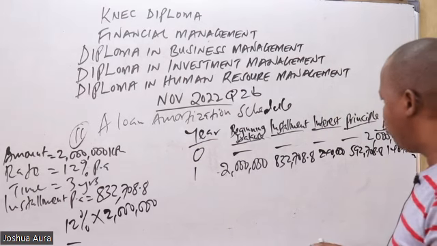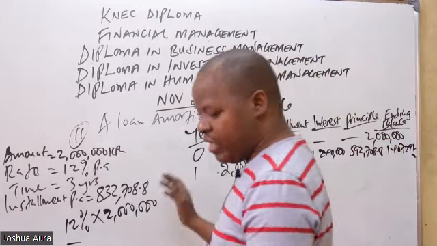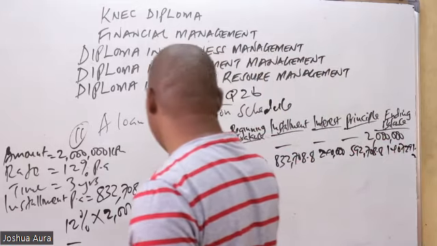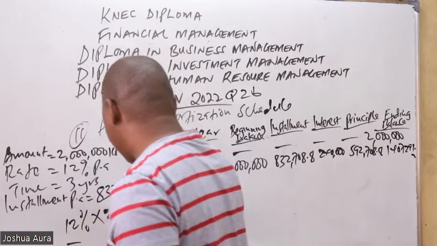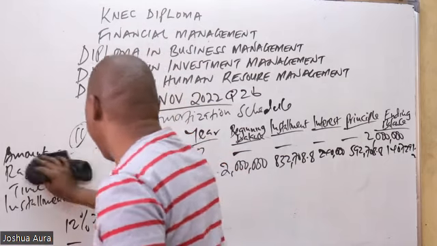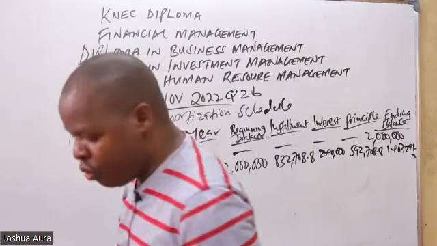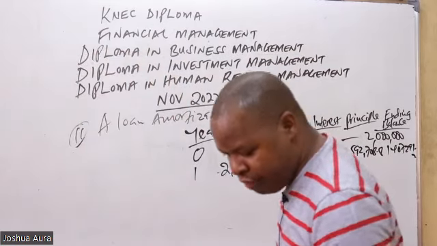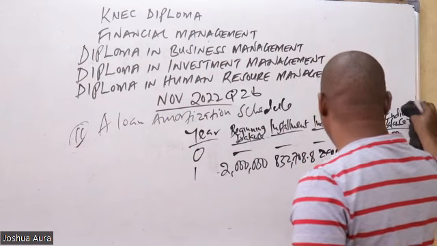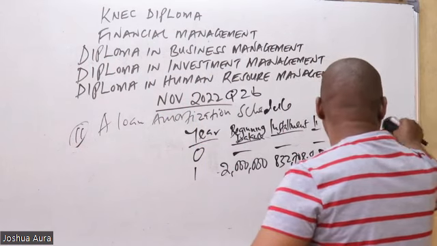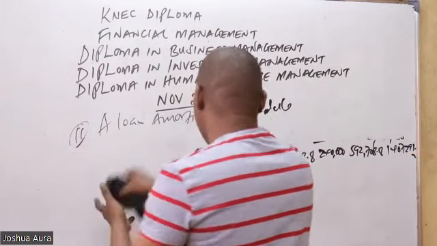Allow me to squeeze this schedule to this side. It cannot fit there, and I want this schedule to be visible enough. So allow me to push this table to this side.